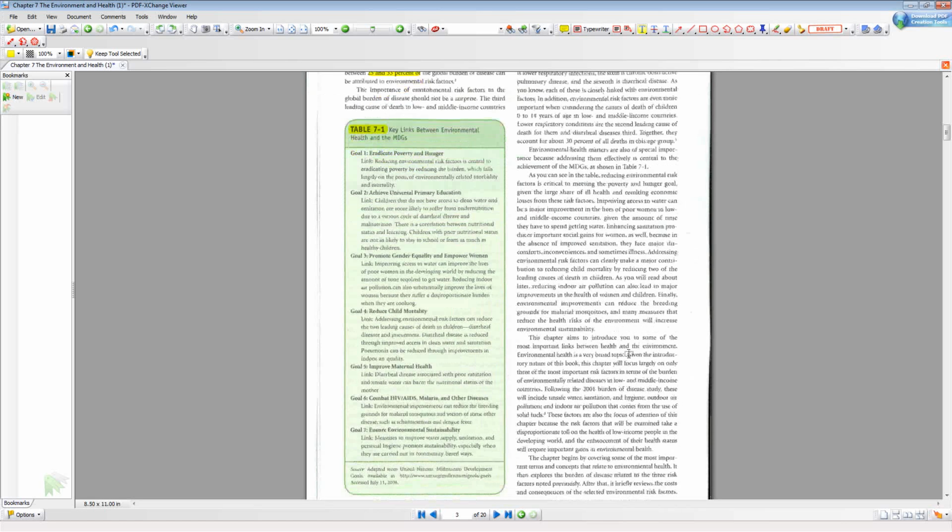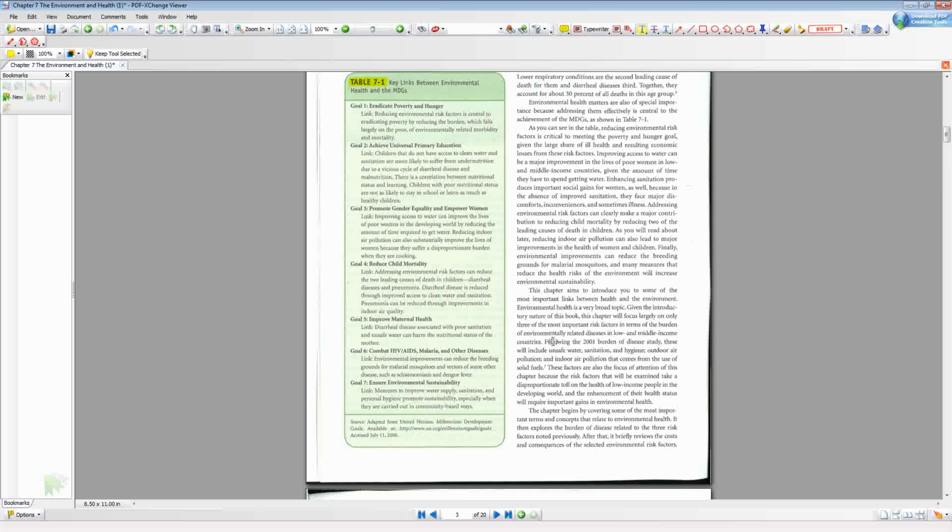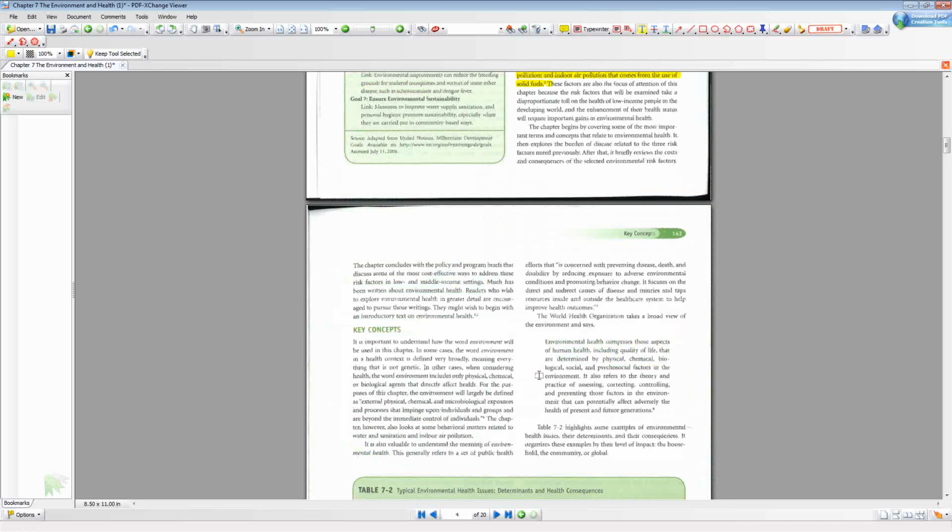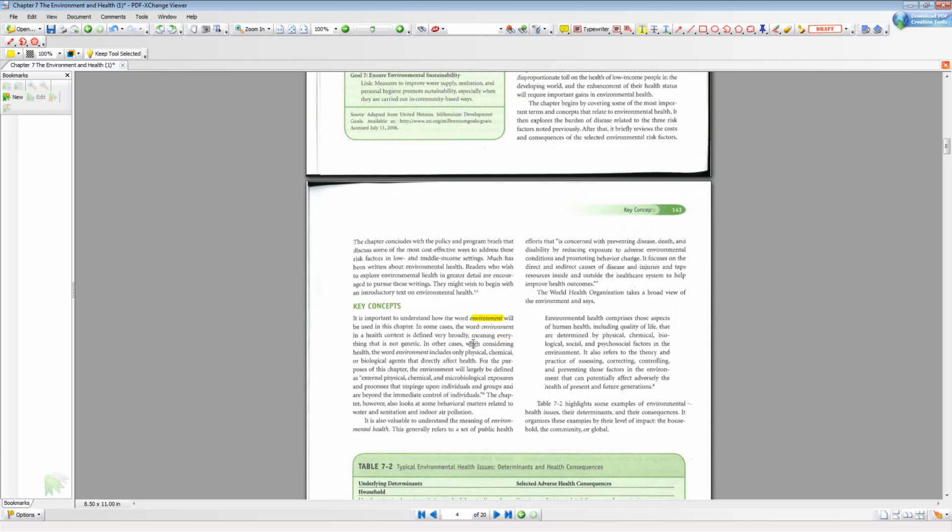So in this chapter, we'll be looking at unsafe water and sanitation and hygiene, and then outdoor and indoor pollution. So these are really what our chapter will focus on. There are a few key concepts that will be important for you to have an understanding of, namely the word environment and what it entails. So make sure that you understand what that term encompasses.